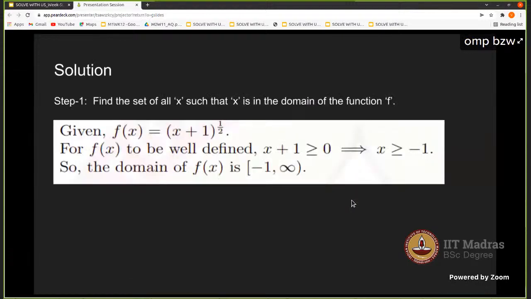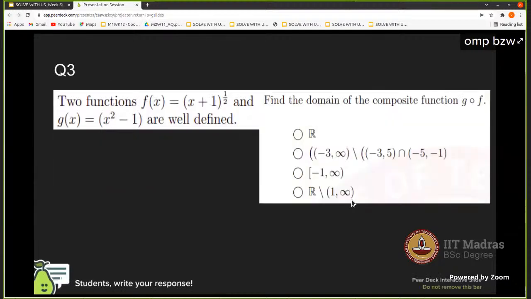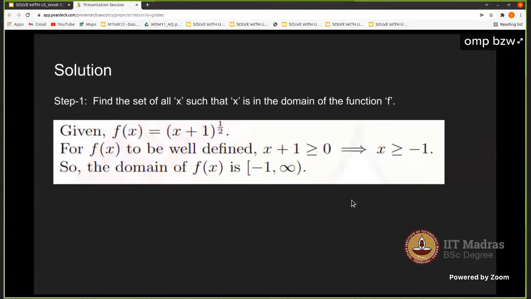Okay, let us see the solution. What we have to do first is find the set of all x such that x is in the domain of the function f. Look here, we are asking you to find the composite function g circle f, not f circle g. Now my x goes into f first, then into g. So my first and foremost step is to find all x such that x is in the domain of f. f is given as (x plus 1) to the power half.